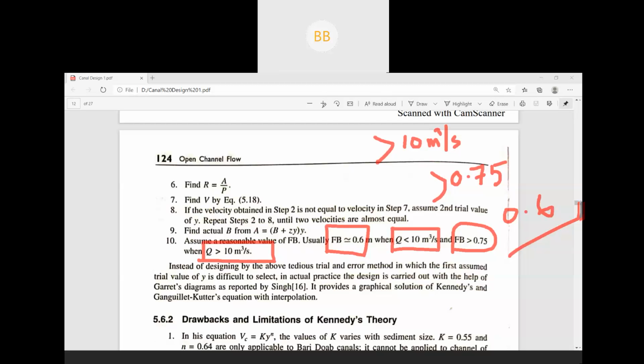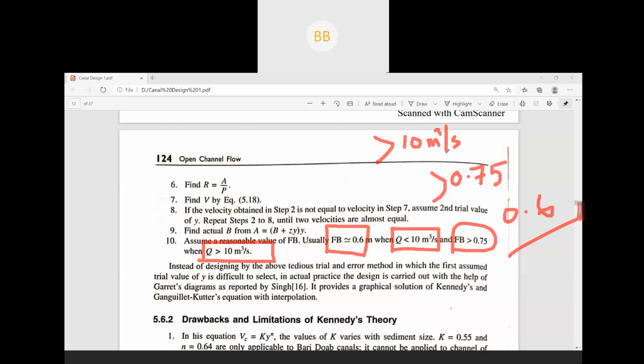It's very easy. First, we have to assume a depth of flow. Then you have to calculate the velocity. Then you have to calculate your area, that is Q by velocity.